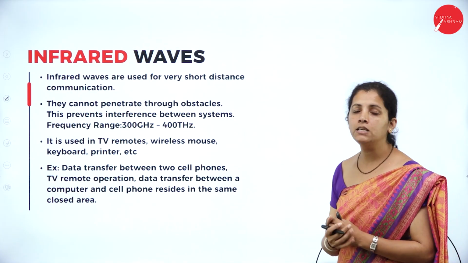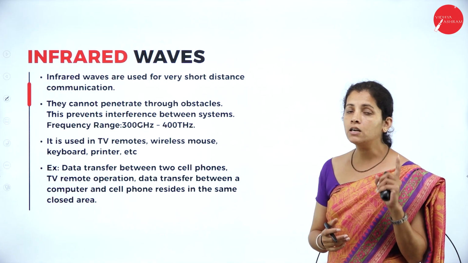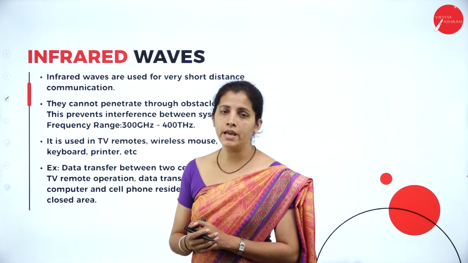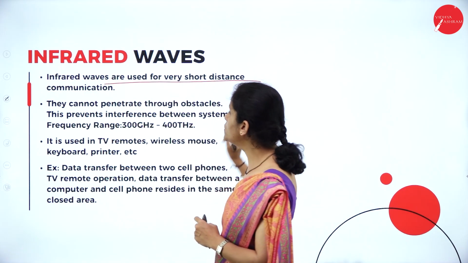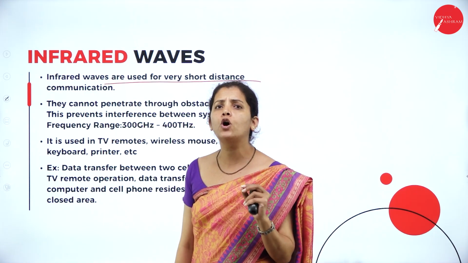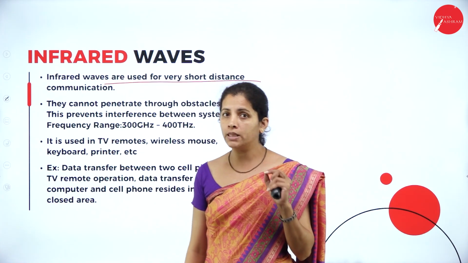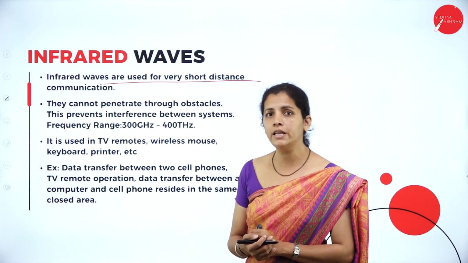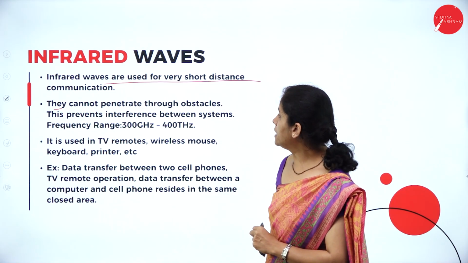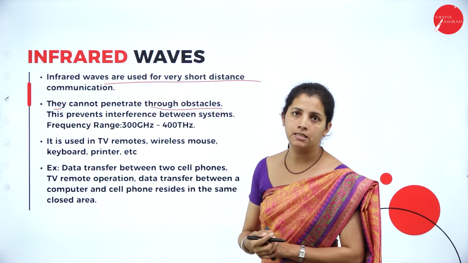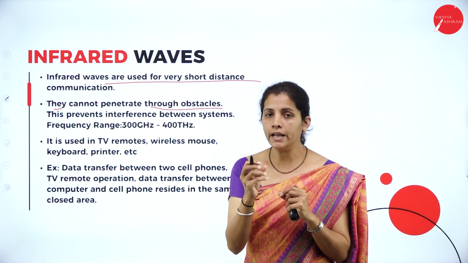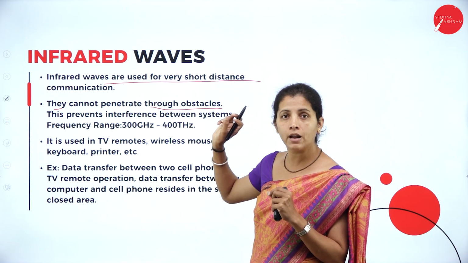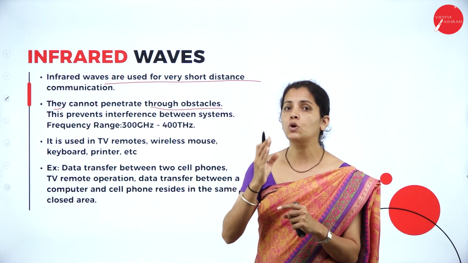Now, if I consider infrared, this is the third type of unguided media. What are infrared waves? Infrared waves are used to cover very short distance, in the sense within the room. The best example I can consider is the TV remote. They cannot penetrate through obstacles. If I take the remote signal, that is the infrared signal, is it possible to cross the wall?